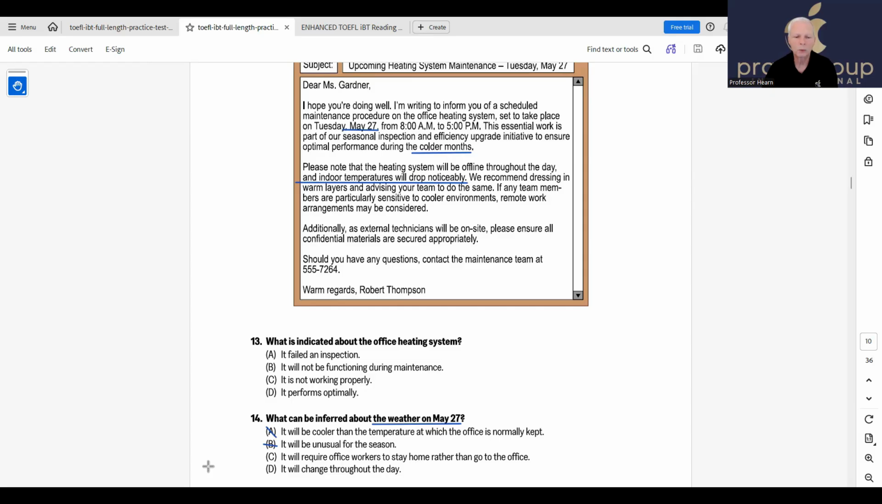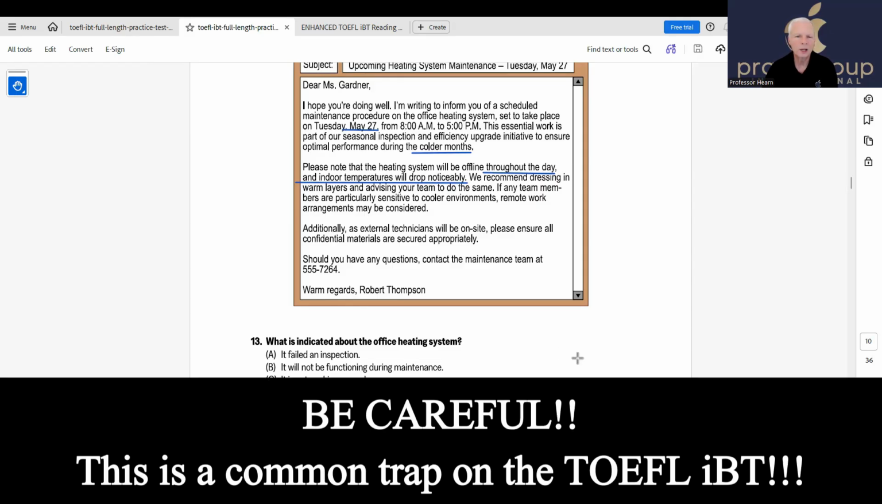Choice C, it will require office workers to stay home rather than go to the office. There was nothing about the office workers staying home, and therefore C is not possible. And choice D, it will change throughout the day. Now, wait a minute. That could be possible, don't you think? Because something here says throughout the day, and the indoor temperatures will drop noticeably. So wouldn't that be a change throughout the day?